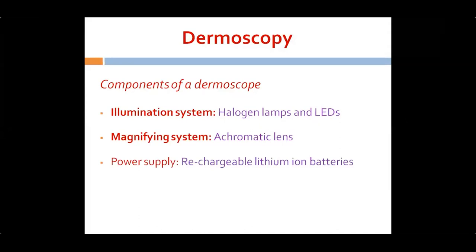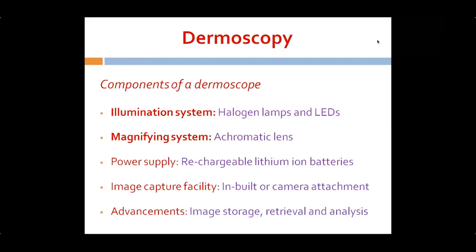And other than that, there is the power supply. For handheld dermoscopes, the power supply is through rechargeable lithium ion batteries. And for video dermoscopes or fixed setups, power is supplied by a cable connected to a power source. And then the image capture facility: some dermoscopes come with an inbuilt image capture facility, or most handheld dermoscopes allow us to attach a digital camera or a cell phone to capture the images. And certain advanced or high-end dermoscopes come with advancements like image storage, retrieval, and even analytical software.